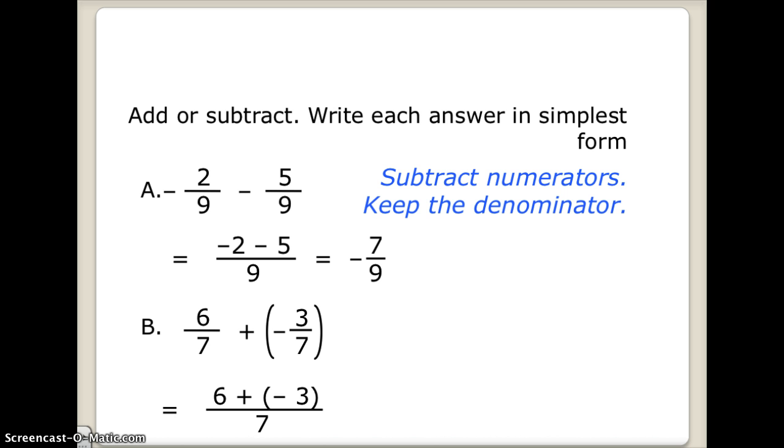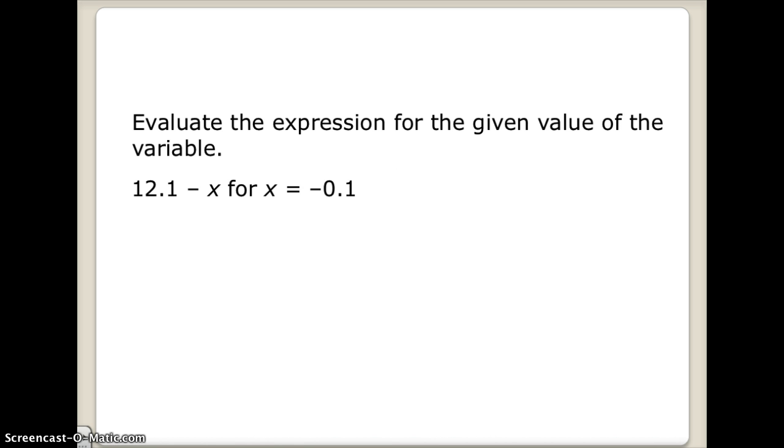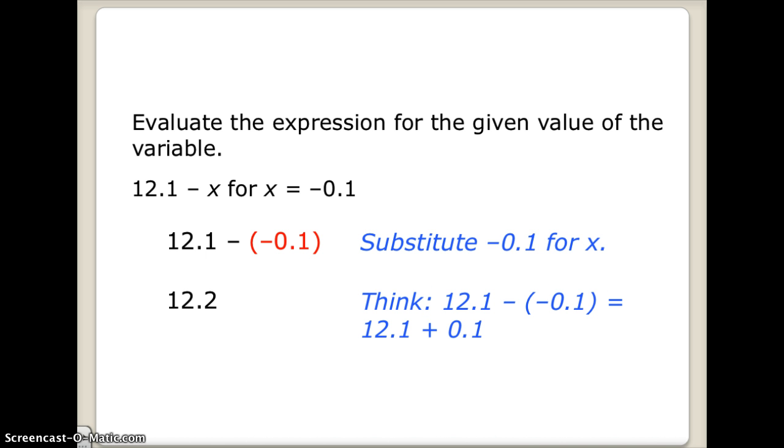You can see in example B, 6/7 plus -3/7 is the same as 6 plus -3 over 7, which would give us 3/7. We can also evaluate decimals. 12.1 minus a -0.1, minus a negative turns into plus, that equals 12.2.